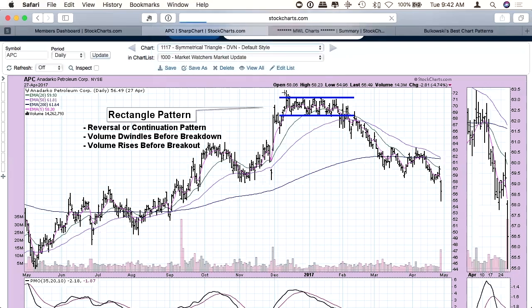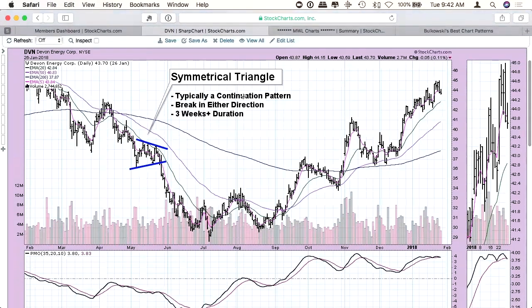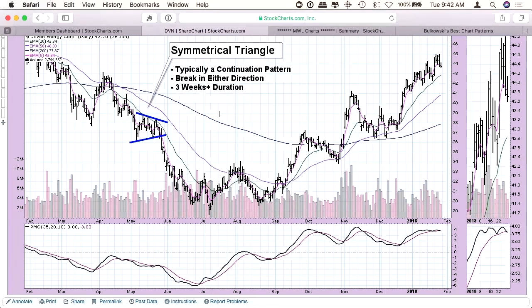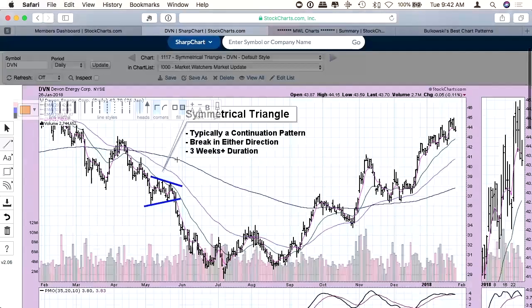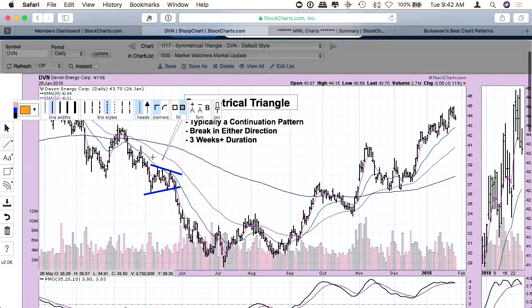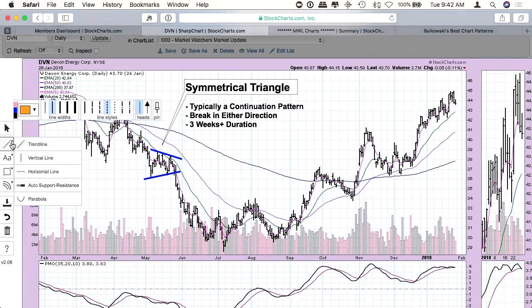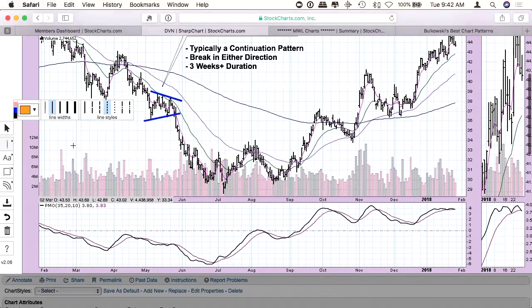Symmetrical triangles. These are typically a continuation pattern, but they can break in either direction. So for me, when I see symmetrical triangles, that is definitely a cue to start looking at the PMO and seeing what's going on. So let's go ahead and move again into the annotate mode. We see the pattern develop. Let's see what we should expect to happen based on the PMO during this period of time.